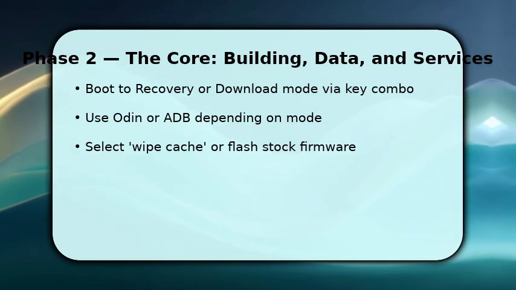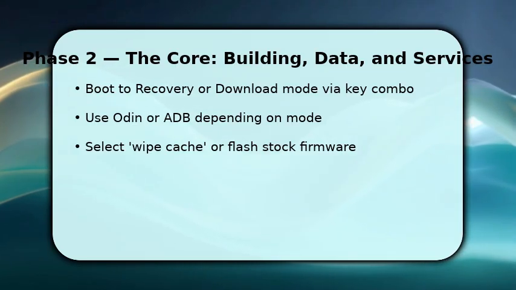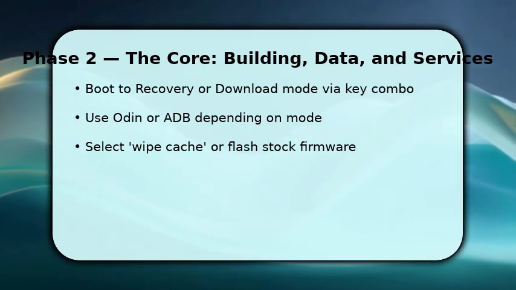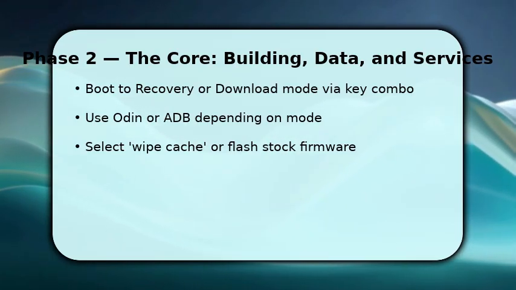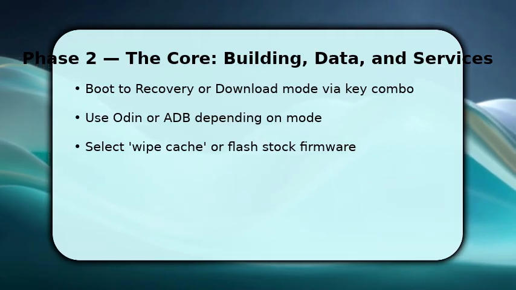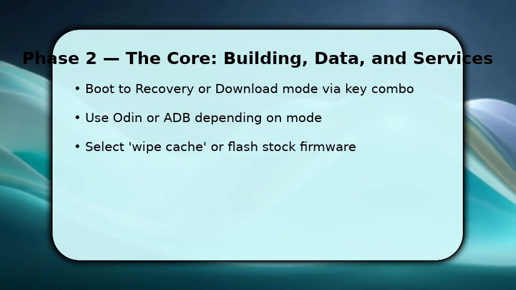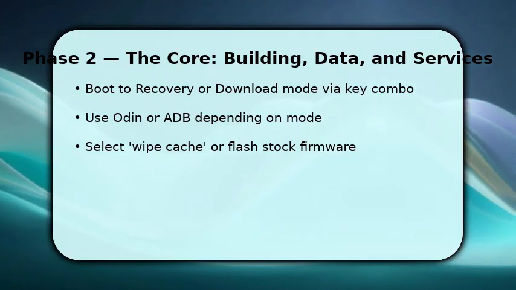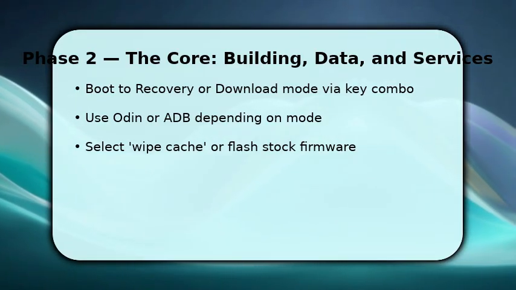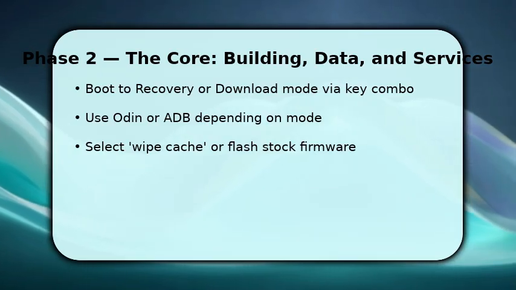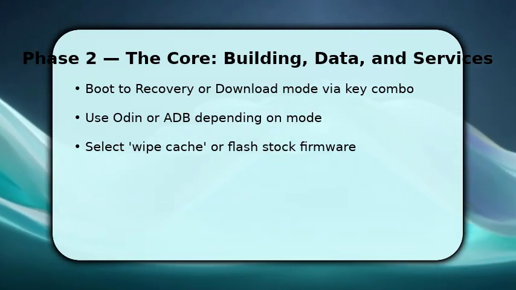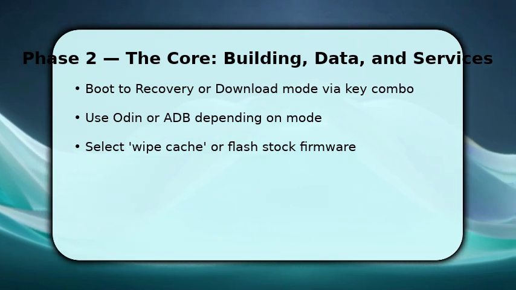If you're in recovery, use ADB sideload or the wipe cache partition option first. This can clear temporary blocks. Make sure to select files that match model and CSC. Mismatches cause errors. During flashing, watch progress and do not disconnect. If Odin shows pass, the system files were restored. If not, repeat with correct files or switch to recovery wipes.